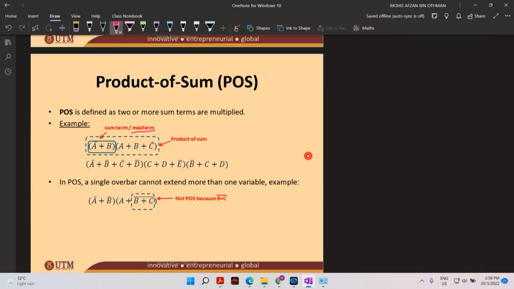And this is the third sum term. When you combine them together, you get POS, product of sum. Same as SOP, a single overbar cannot extend over more than one variable. Look at this, B plus C with a long bar here. So it's not allowed. You have to apply De Morgan's theorem first, then it becomes a product of sum.